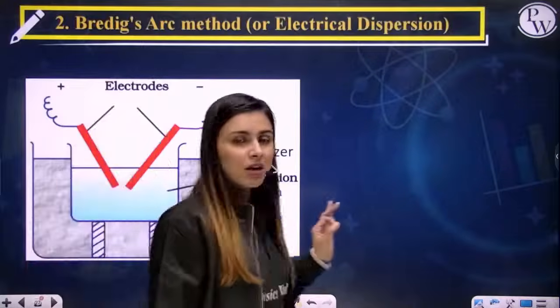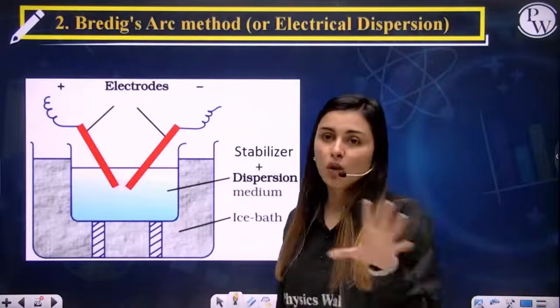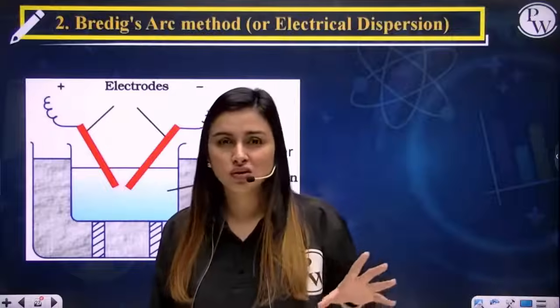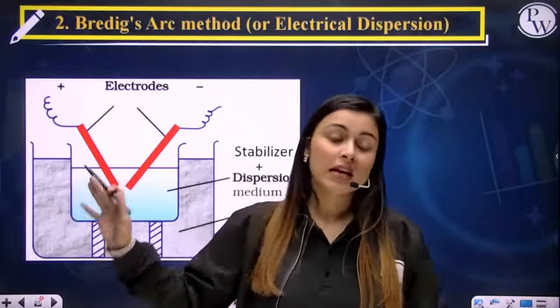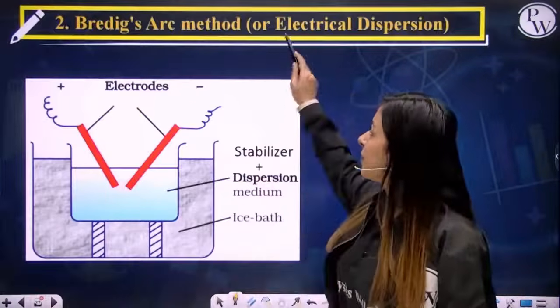First was the chemical method. That was simple reactions which you need to memorize. I have told you how the reactions take place. If you have a clear understanding of oxidation reactions, reduction reactions, and hydrolysis reactions, you'll definitely be able to do those reactions. The next method is a very interesting method, known as Bredig's arc method.